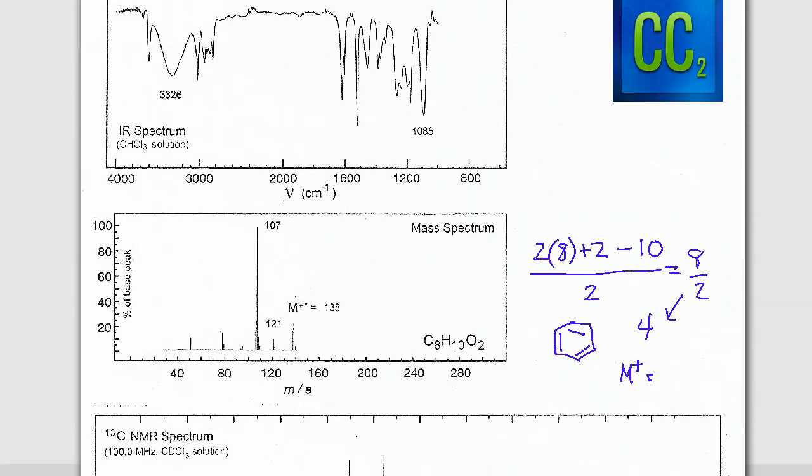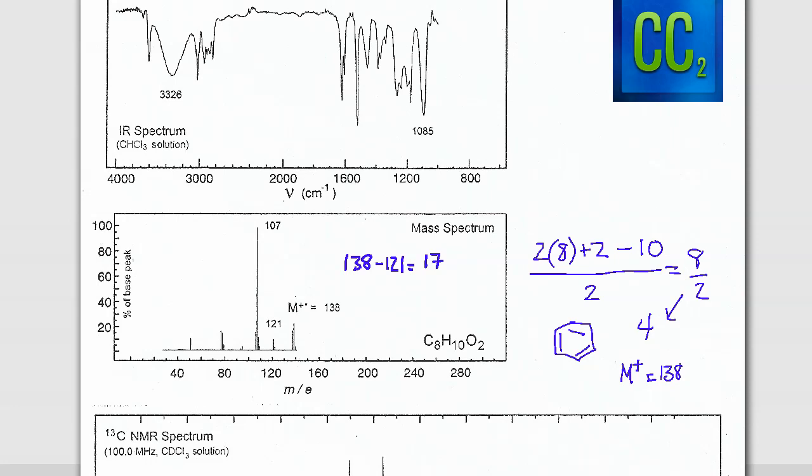So if the M+ is at 138, that is the molecular weight associated with our compound, right? And then the other thing we can do is take a look at these identified peaks here. So what you do is you take 138 minus 121, okay? And you see what that equals. So that's going to equal 17.